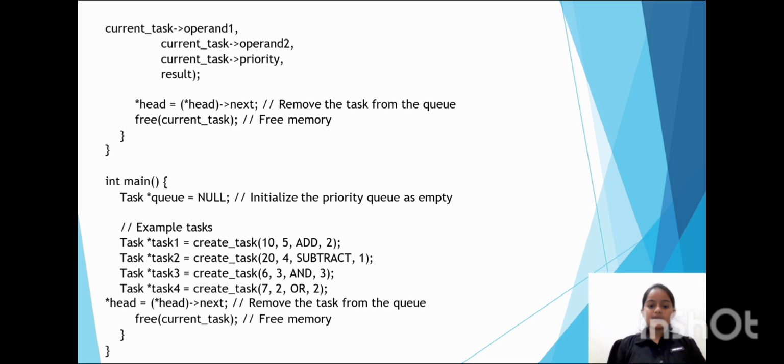Int main, task queue is equal to null, which means initialize the priority queue as empty. Null means we have to empty the priority queue.